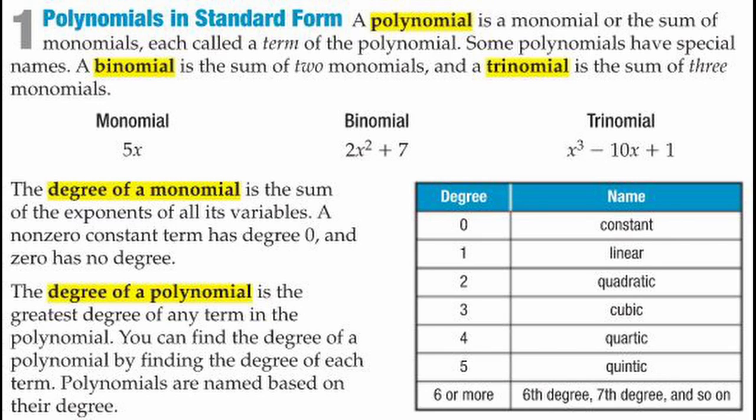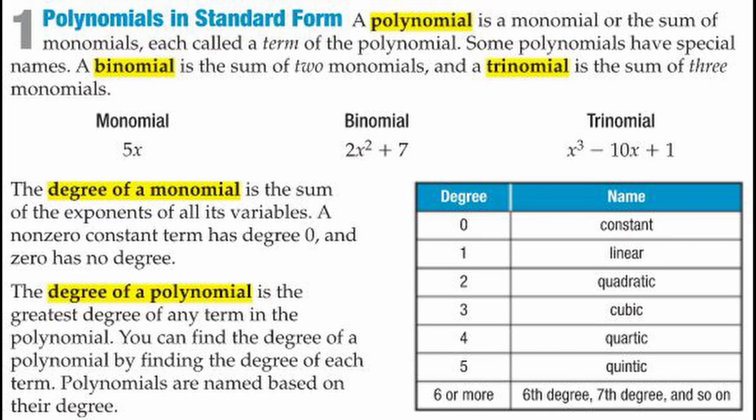So for a binomial, the first term is 2x squared, the second term is 7. And then for the trinomial, the first term is x cubed, the second term is negative 10x, and the third term is 1. So hopefully that clears up what a term is. And you can have more than just a trinomial. You can have 4, 5, 6, as many terms as you want. We just call those generically a polynomial. So monomial is 1, binomial is 2, trinomial is 3, and polynomial is anything more than 3.